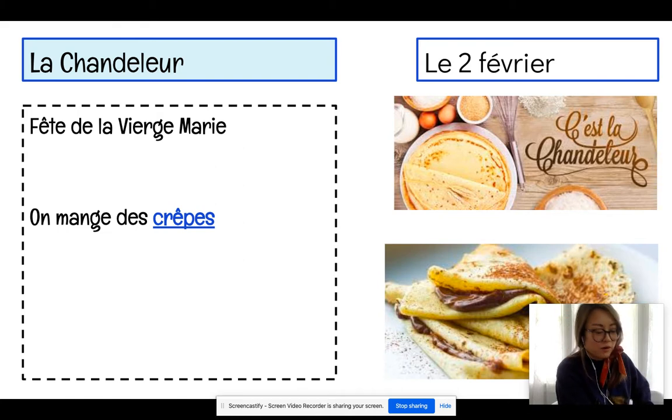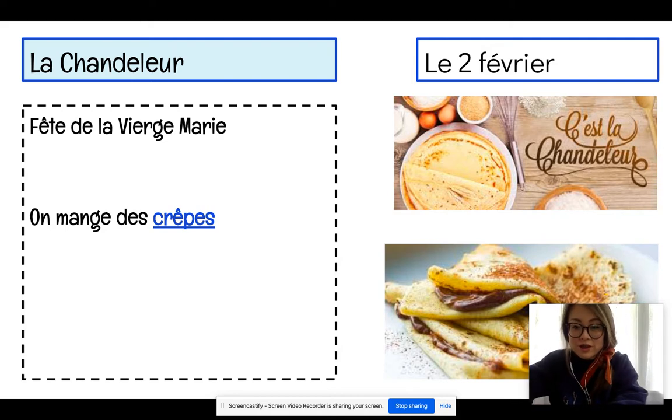So we will talk more in depth about this holiday later, but I wanted to give you an idea of when it happens in the calendar. So pour le 2 février et la Chandeleur, les Français aiment manger des crêpes. Ça, c'est une tradition importante pour les Français.